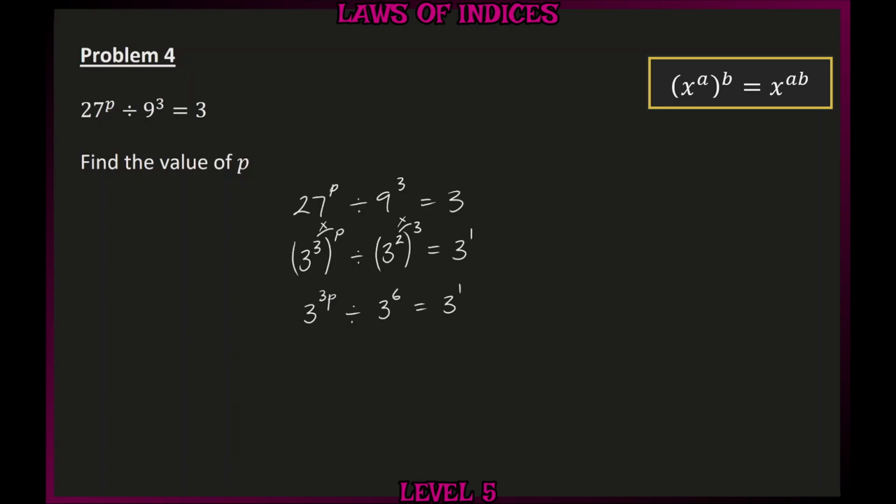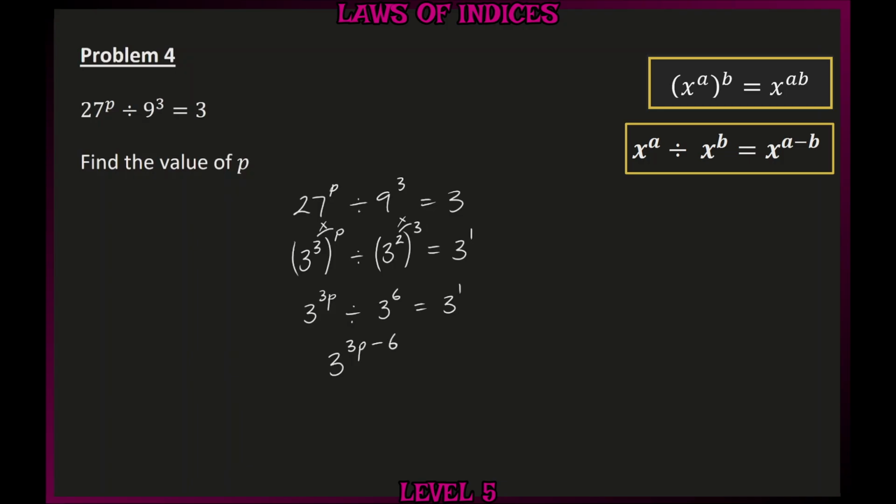Now on the left-hand side, we're dividing indices with the same base, so we can use this law. And this law tells us that we can subtract the powers when we're simplifying. So 3 to the power of 3p divided by 3 to the power of 6 becomes 3 to the power of 3p minus 6, and that's equal to 3 to the power of 1.